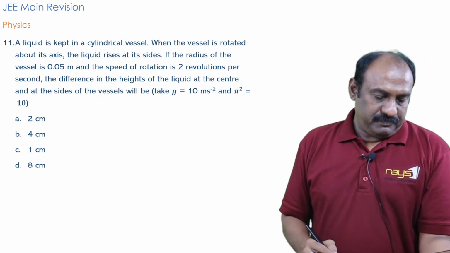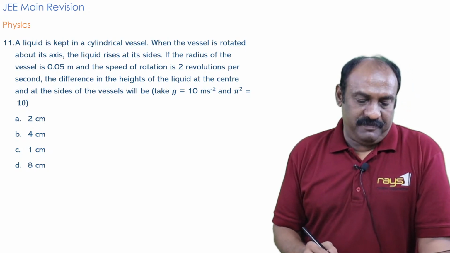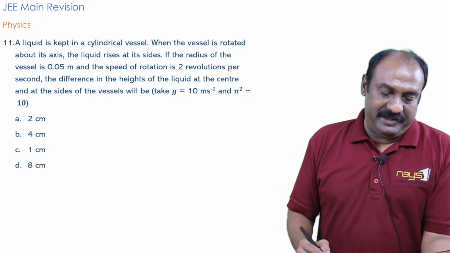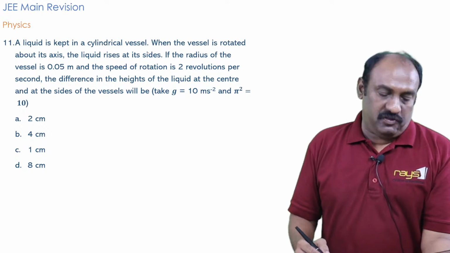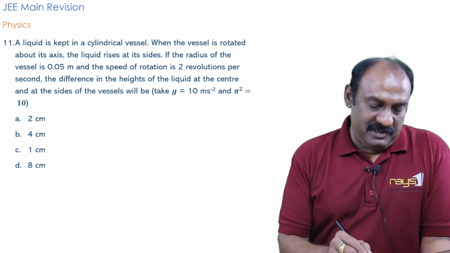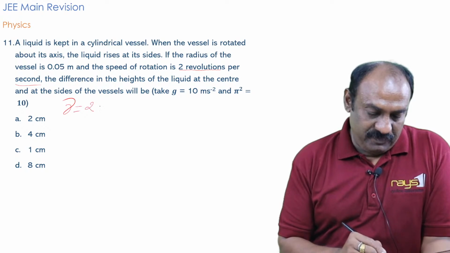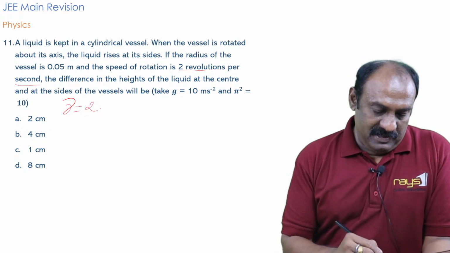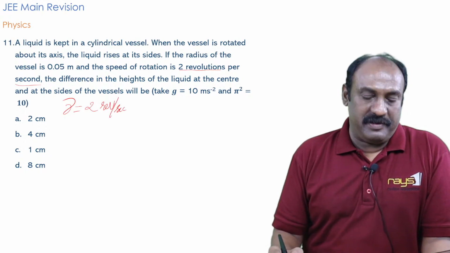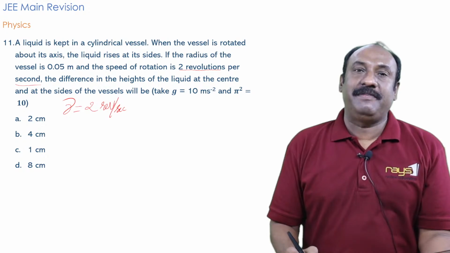Next question. A liquid is kept in a cylindrical vessel. When the vessel is rotated about its axis, the liquid rises at its sides. If the radius of the vessel is 0.05 meter and the speed of rotation is 2 revolutions per second. Speed of rotation means indirectly the frequency of revolution is given as 2 revolutions per second. The number of revolutions per second is called the frequency of revolution. What is the difference in the heights of the liquid at the center and at the sides of the vessel?